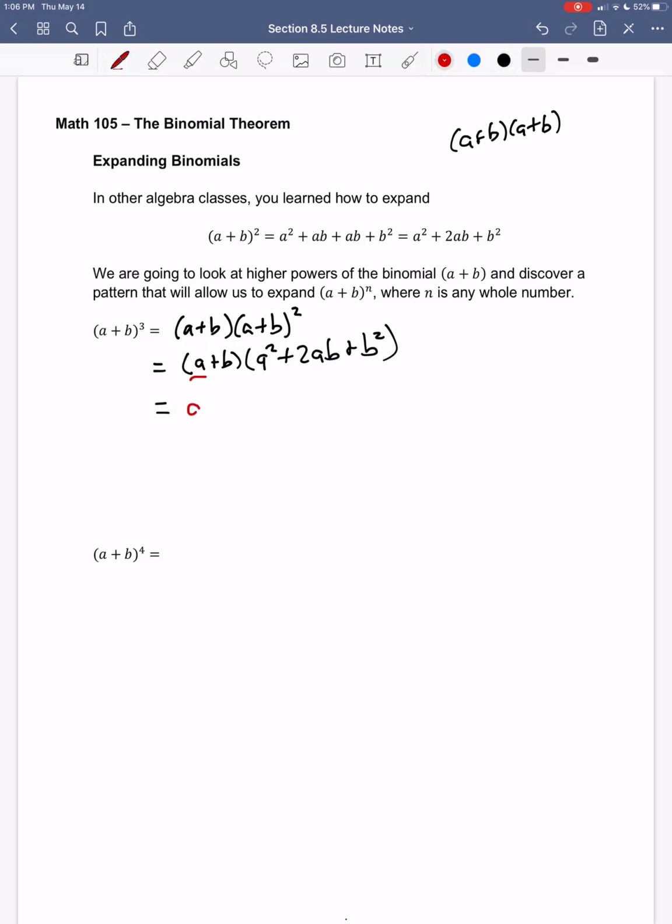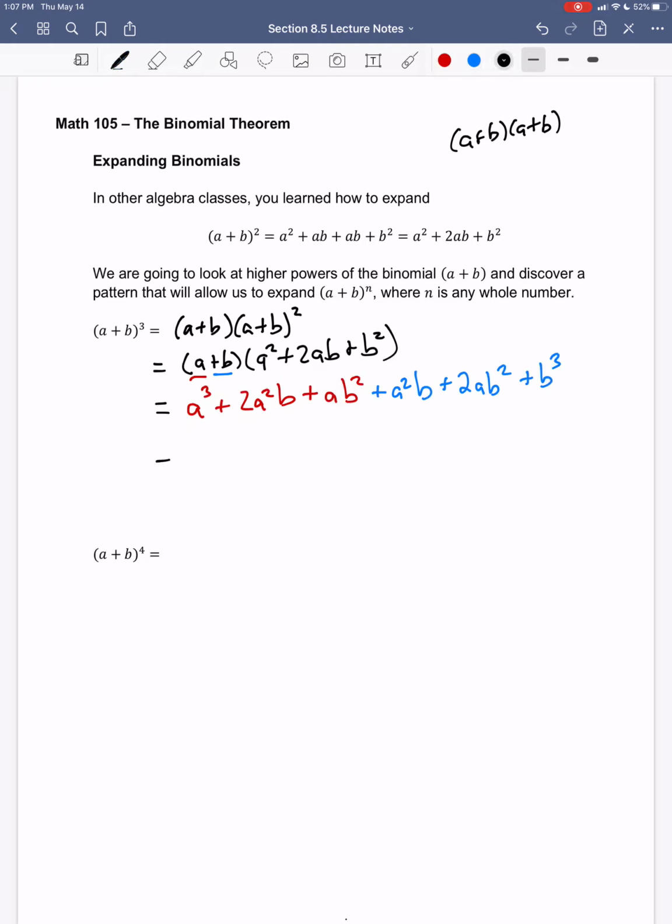So a times a squared is a cubed. Then I'm going to get a times 2ab and a times b squared. So a times 2ab will be 2a squared b. A times b squared will be ab squared. Then I'm going to multiply this plus b times everything. So that's going to get distributed to these three parts. So I'm going to get plus b times a squared. So that's a squared b. And then plus b times 2ab. So that's 2ab squared. And then b times b squared is b cubed.